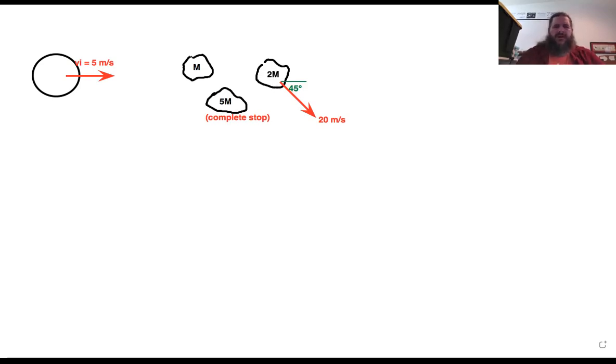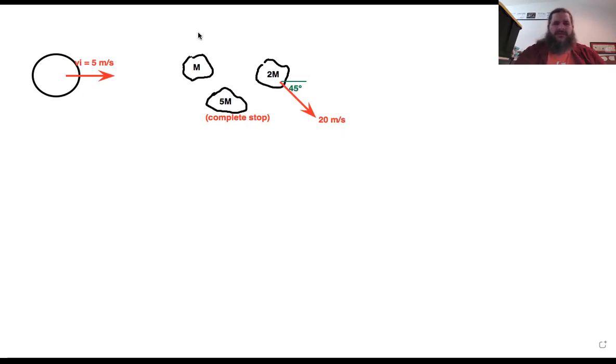So what could we do here? How could we figure out which direction and how fast the small piece is going at the end? What would be a technique we could use? Would you have to break up the 20 meters per second at 45 degrees into horizontal and vertical components? Yeah, in general, anytime you're dealing with a 2- or 3-dimensional situation that involves vectors, before you even do anything else, it's often a good idea to split up all the vectors into components.